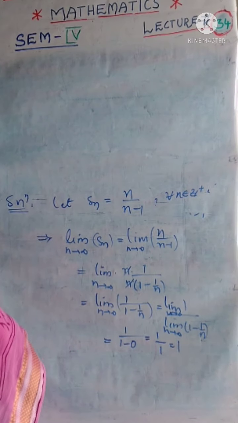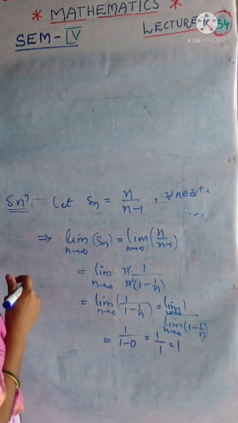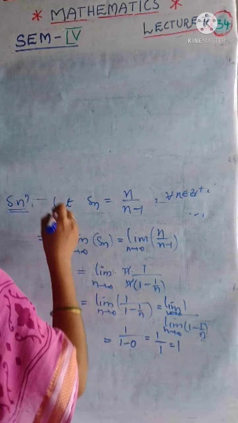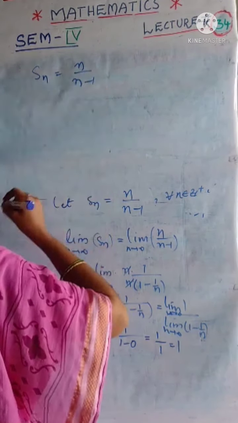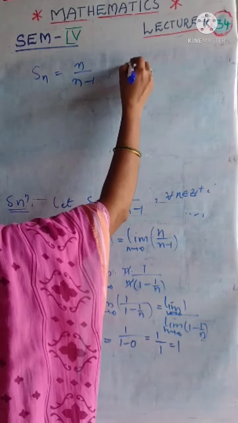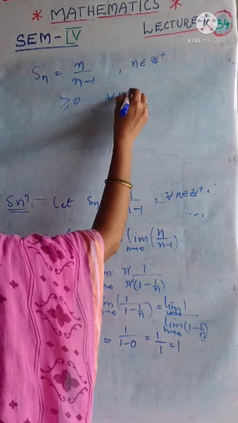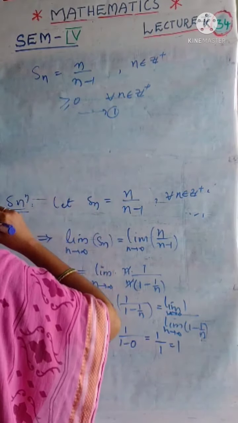What is our main claim here? We want to prove that the limit of nth root of n is 1 when n tends to infinity. For that, consider again Sn, which is equal to n by n minus 1, where n is a positive integer. Obviously this sequence consists of positive terms. Okay, this is the first condition of the result.